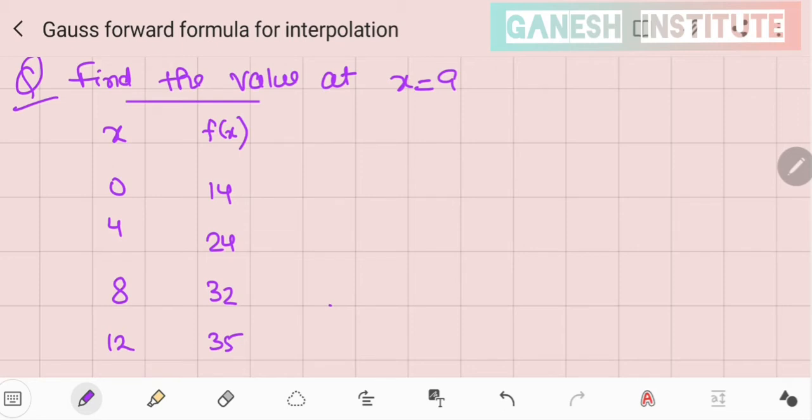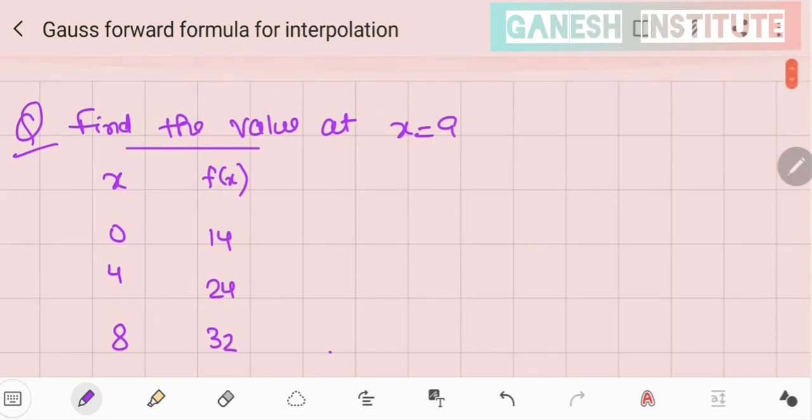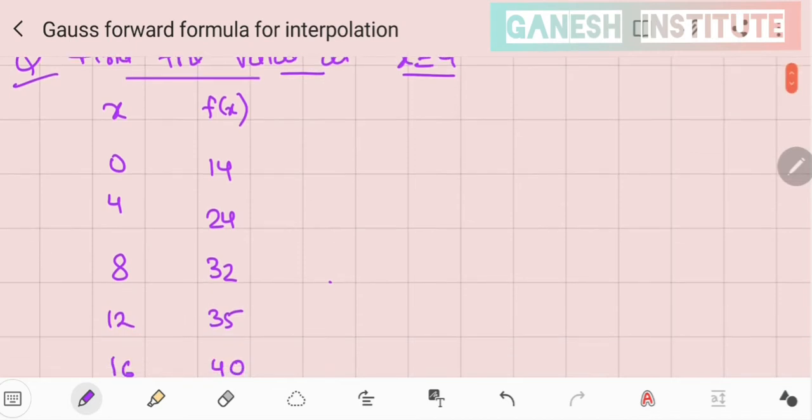Then what do you need to do? You need to apply Gauss forward formula, which is for central difference interpolation, right? Just like in this example, you need to find the value of f(x) at x equals 9. So your 9 would be somewhere in between these, right?